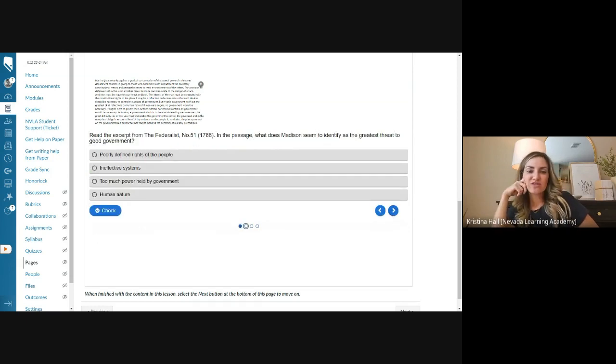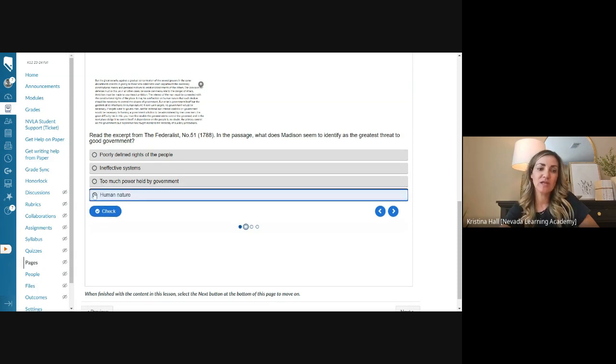Read the excerpt from Federalist 51, 1788 in the passage. What does Madison seem to identify as the greatest threat to a good government? All right. And he is going to, in this preamble, basically say human nature.